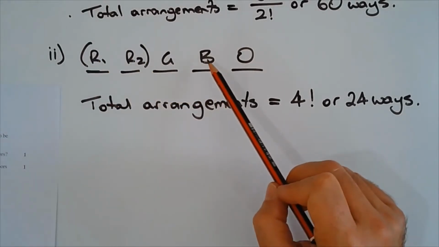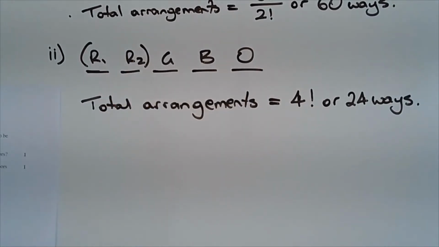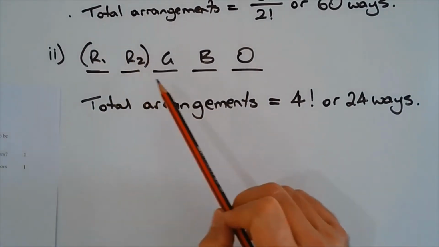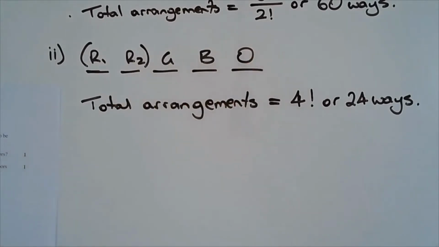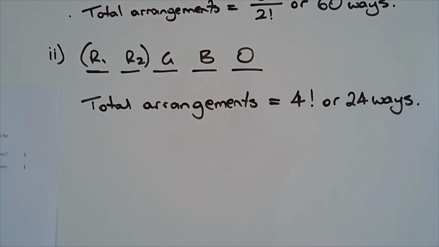and then we have the green, blue, and orange doors that are arranged around the 2 red doors that are grouped together. So we have 1, 2, 3, 4 items that need to be arranged. So the total number of arrangements is equal to 4 factorial, or 24 ways.